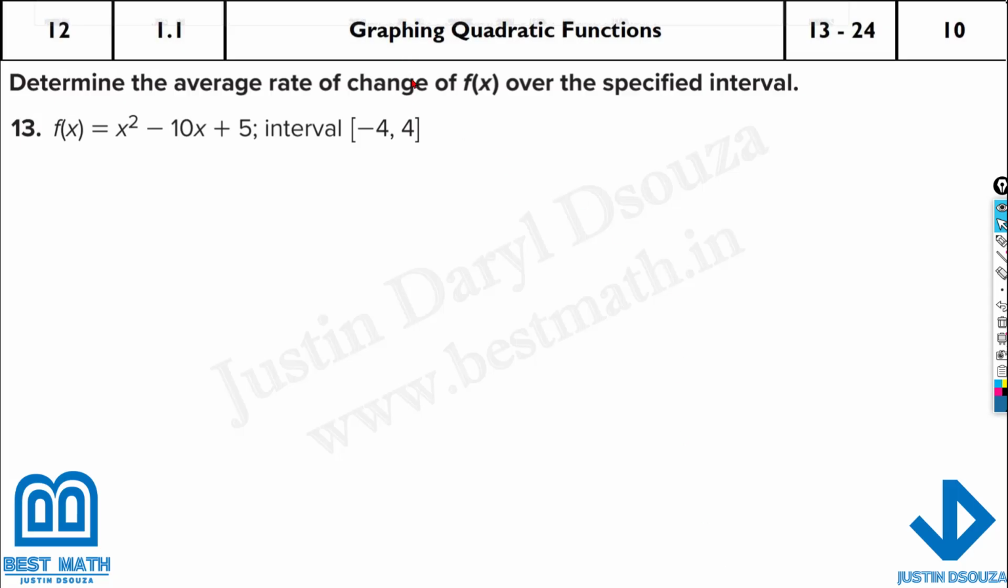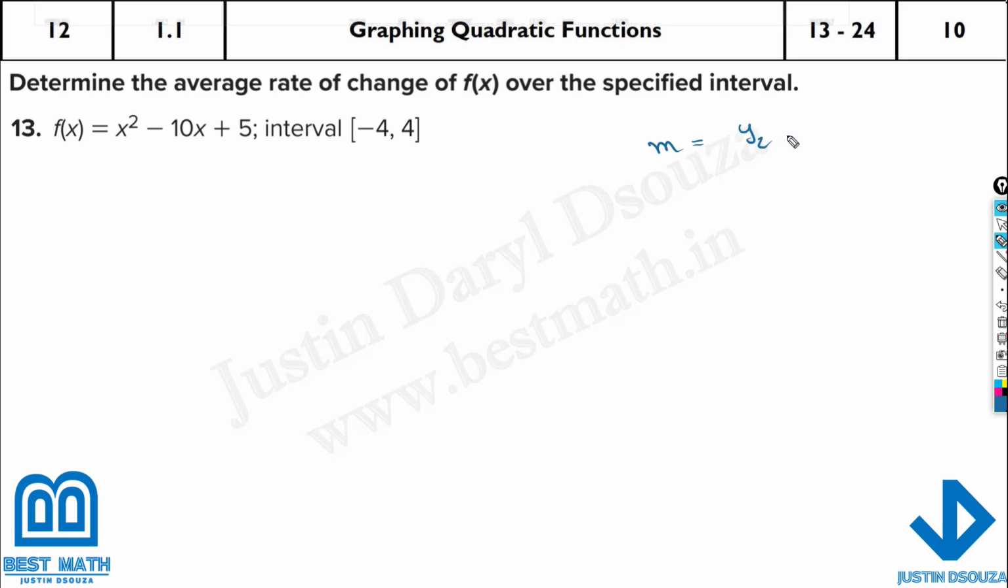It is actually graphing quadratic equations, as you can see over here, but the actual problem you're solving is to find the average rate of change. What exactly do we do? What is rate of change? It's the slope, isn't it? M. So what is the slope formula?